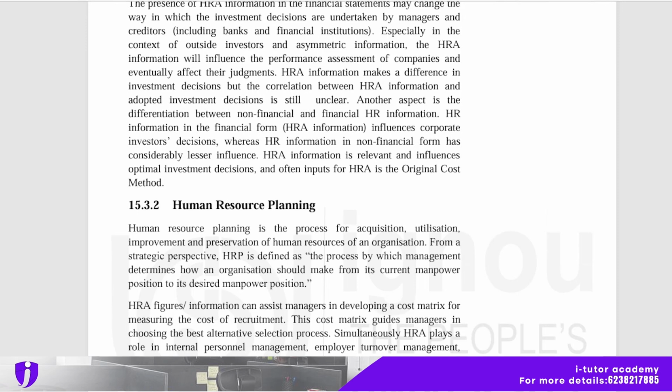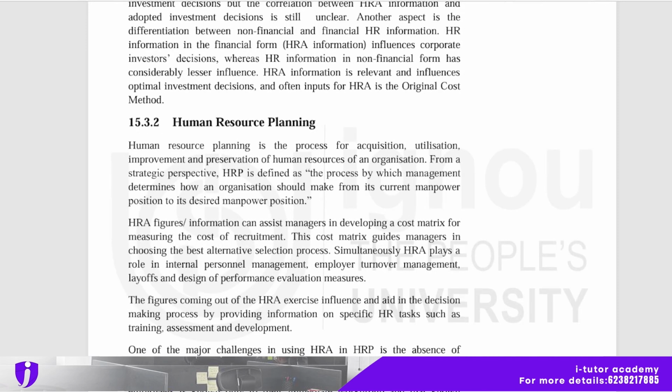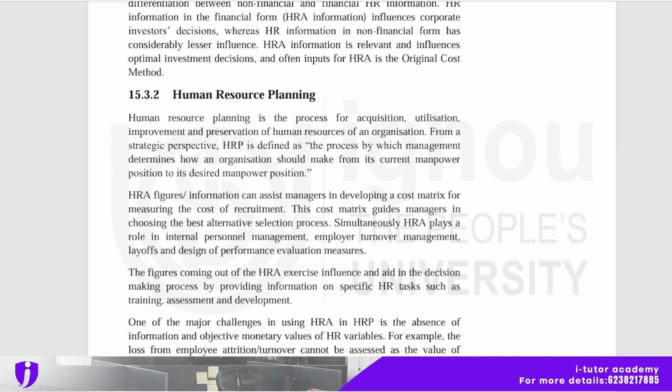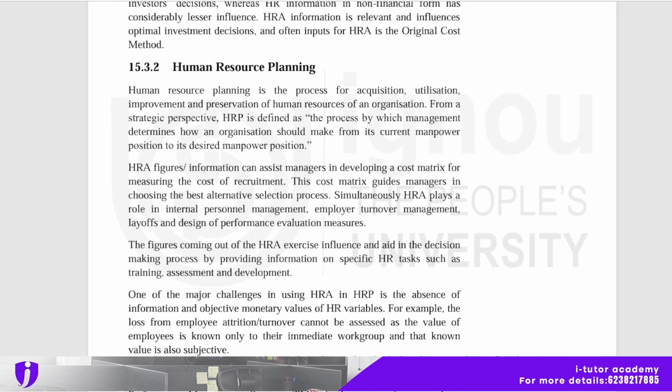And human resource planning is the process for acquisition, utilization, improvement, and preservation of the human resources of an organization from a strategic perspective. HRP is defined as the process by which management determines how an organization should move from its current manpower position to its desired manpower position.